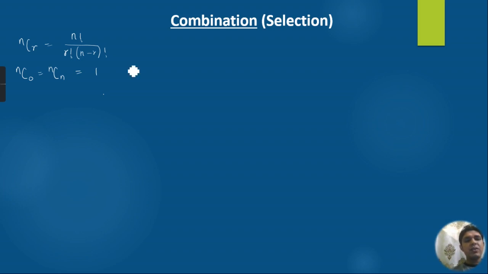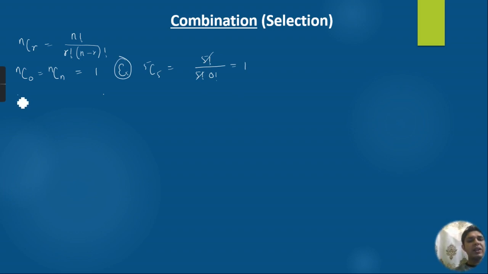For example, if I have to select 5 things out of 5, that means 5C5, or 5C0. The answer will be factorial 5 divided by factorial 5 multiplied by factorial 5 minus 5, that is factorial 0. The value of 0 factorial is 1, and factorial 5 divided by factorial 5 is 1, so the answer here will be 1. This is example number 1.